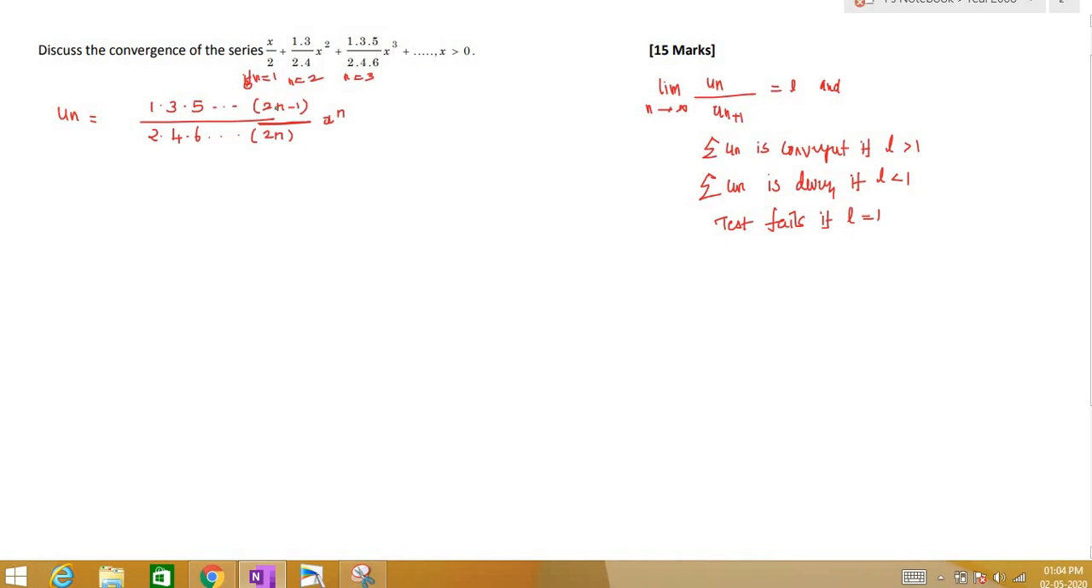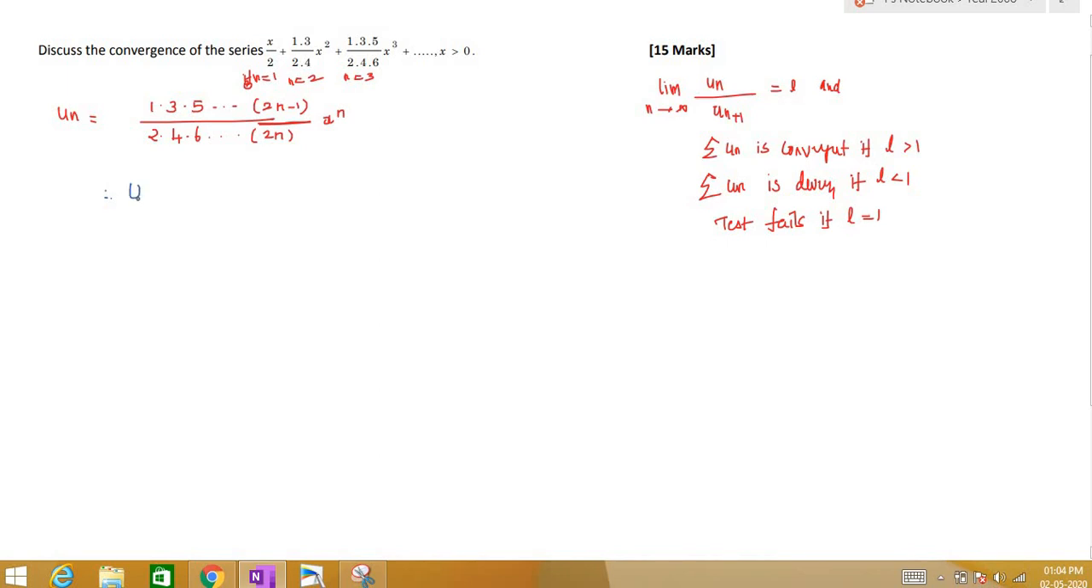If you substitute n is equal to 2, you will have 2 into 2, 4. 4 minus 1 is 3, so you have to go on up to 3. So that means 1 into 3 by, if you substitute n is equal to 2 here, we will have 4, so you have to go up to 4, this 2 into 4. If you substitute n is equal to 3, you will have 6 minus 1, which is 5, so you have to go on up to 5. So 1, 3, 5. If you substitute n is equal to 3 here, you have to go up to 6. So that means 2, 4, 6 into x cube. So you have the nth term like this.